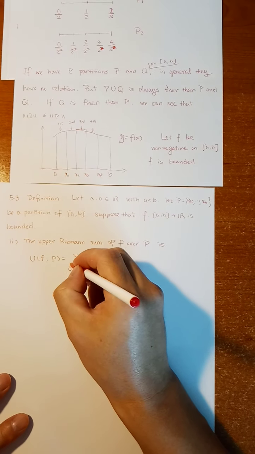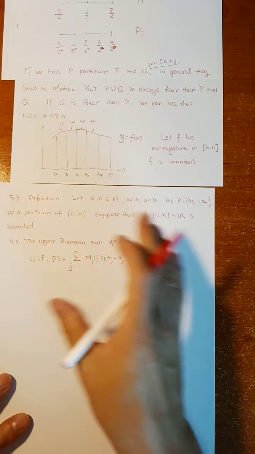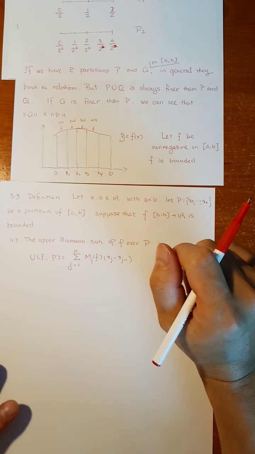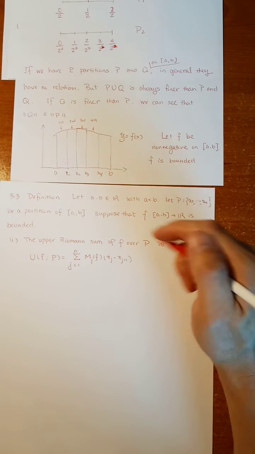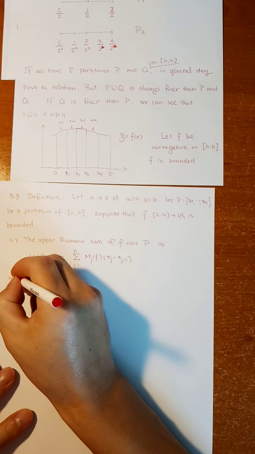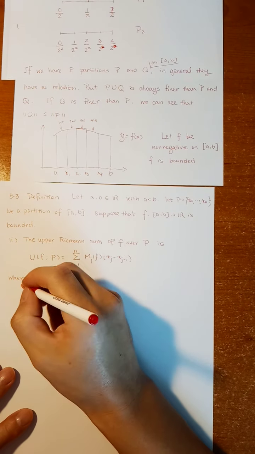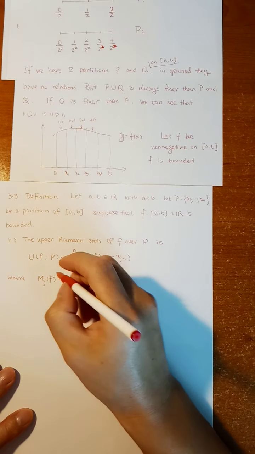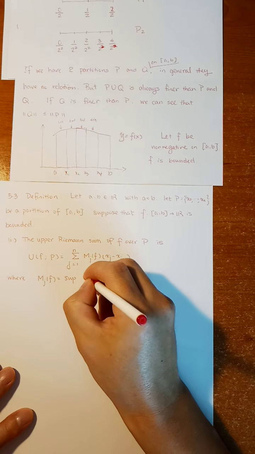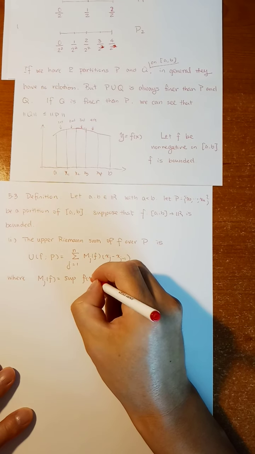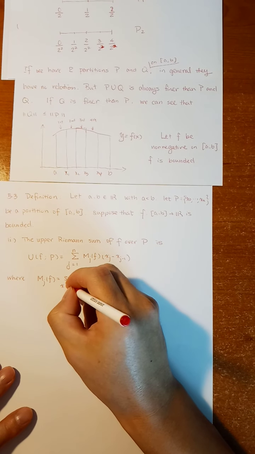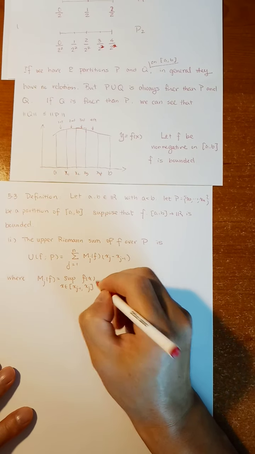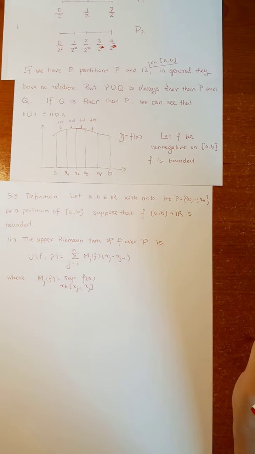And then you add them together from 1 to n. Remember, you only have n subintervals. You have n subintervals, you will have n rectangles. This is the upper Riemann sum, where M_j of f is defined to be the supremum of f(x), where x belongs to [x_{j-1}, x_j]. And yeah, that's it.